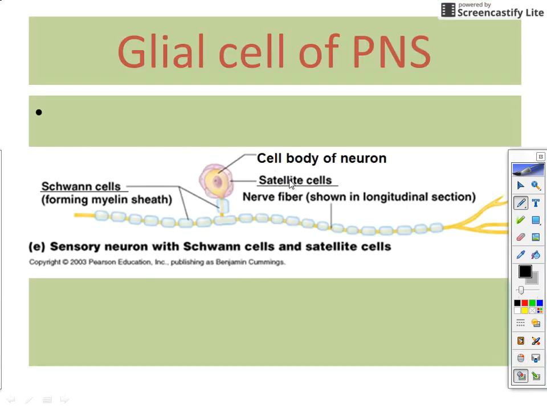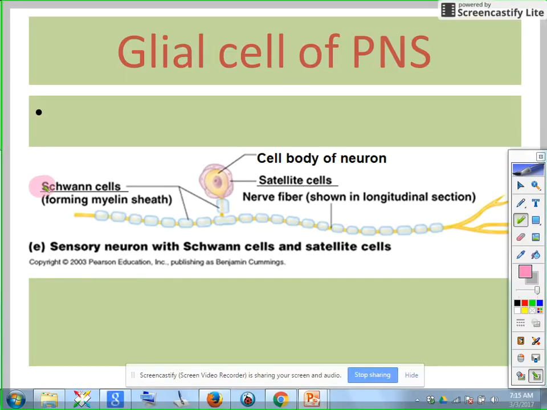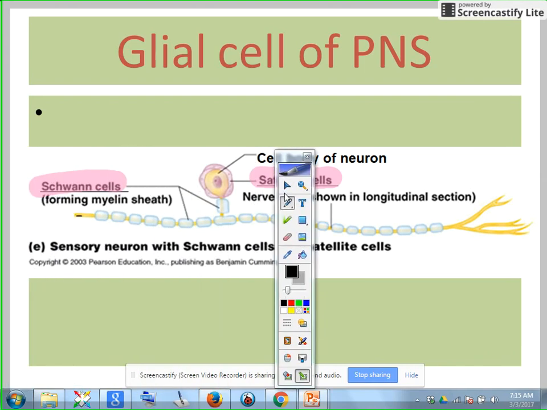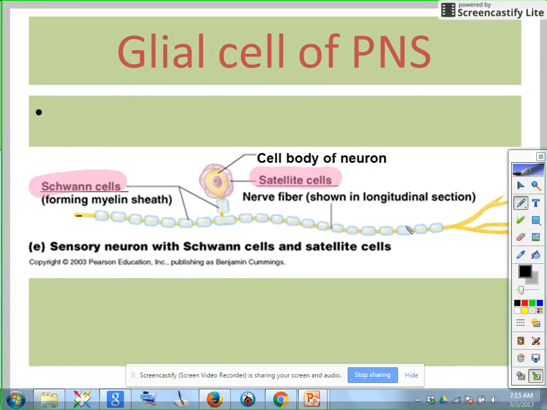All right. These last two cells are glial cells of the peripheral nervous system. Those last two cells are Schwann cells and satellite cells. Schwann cells and satellite cells. So to orientate you here, you've got the yellow axon. You got the dendrites over here. Oh, you can't see them. But there they are, dendrites of the axon.